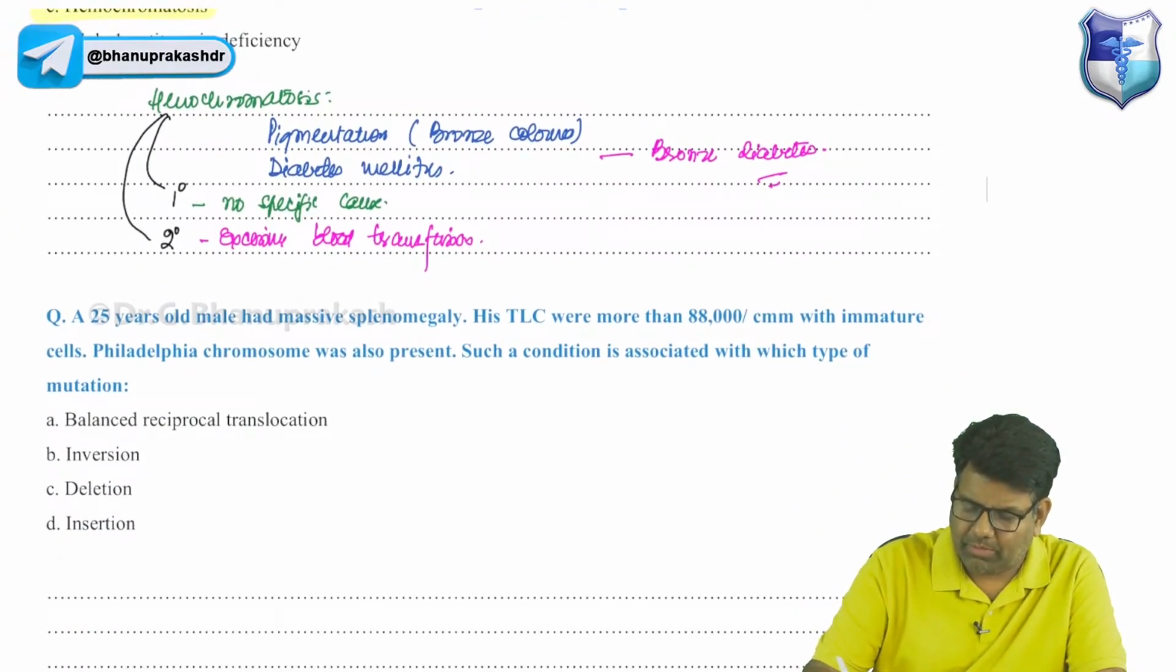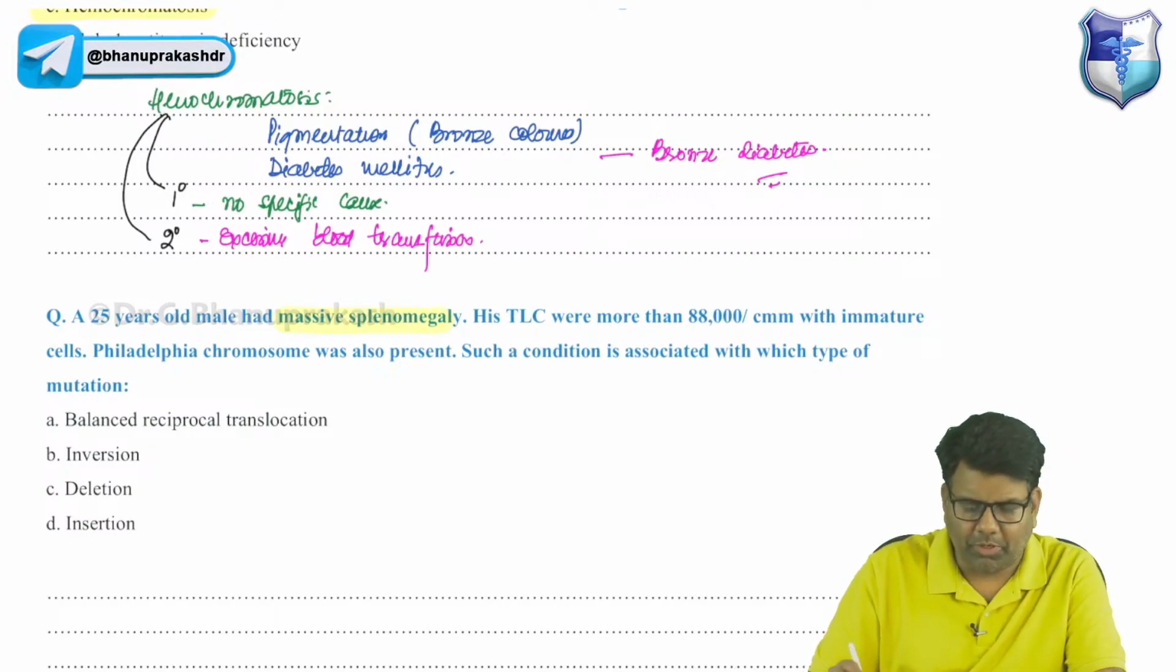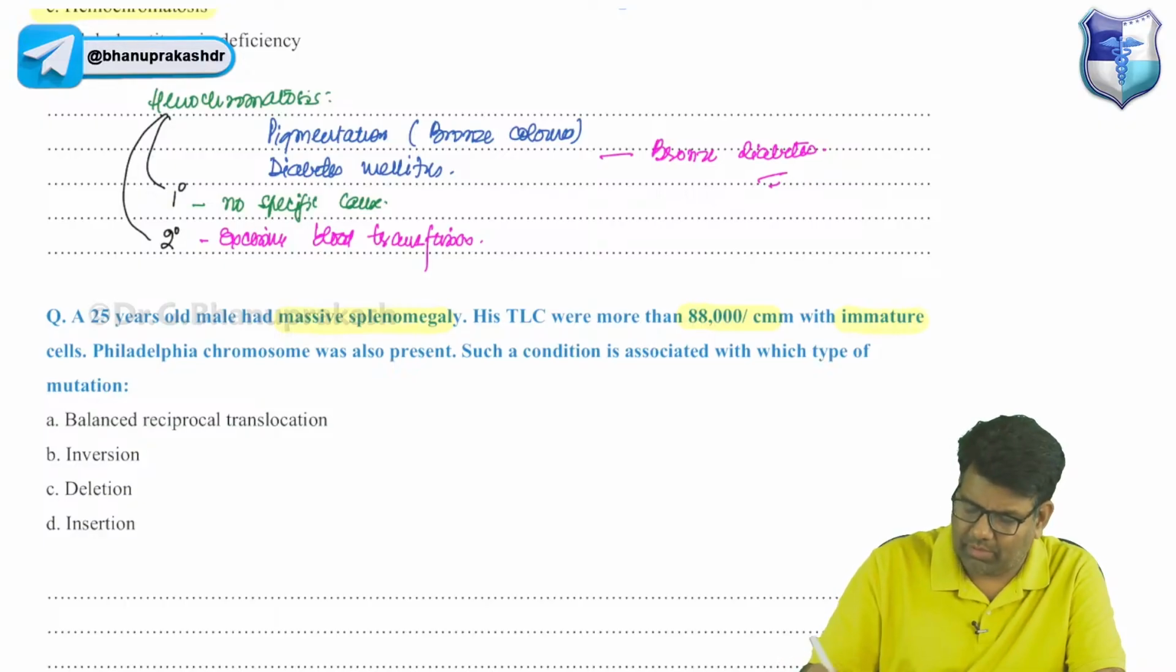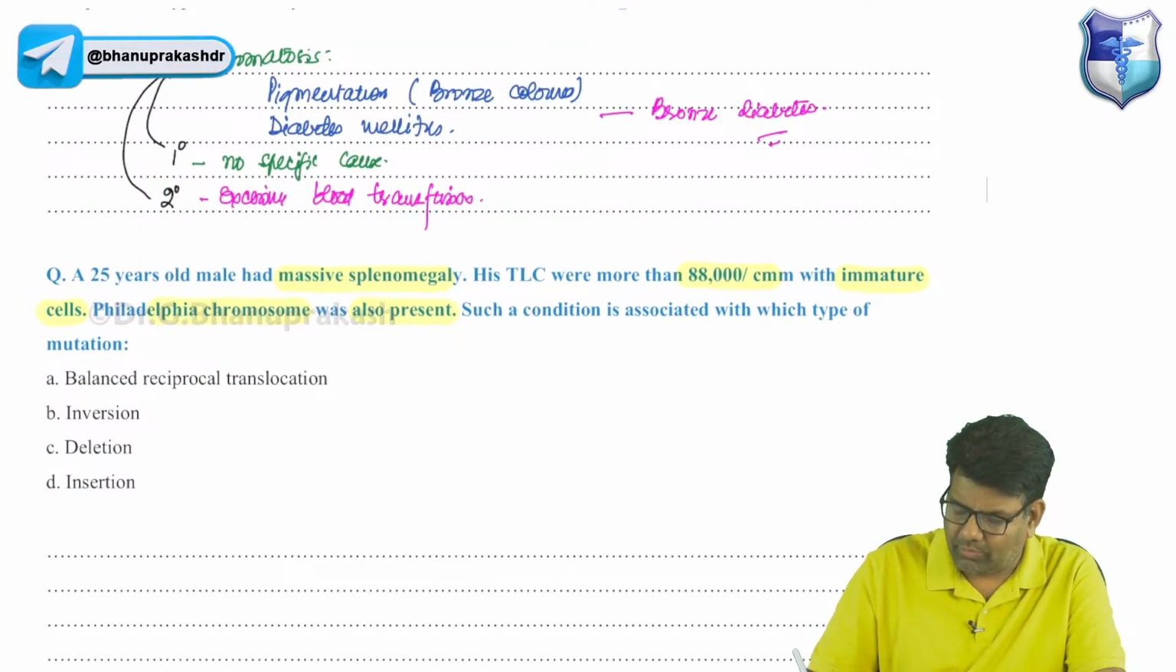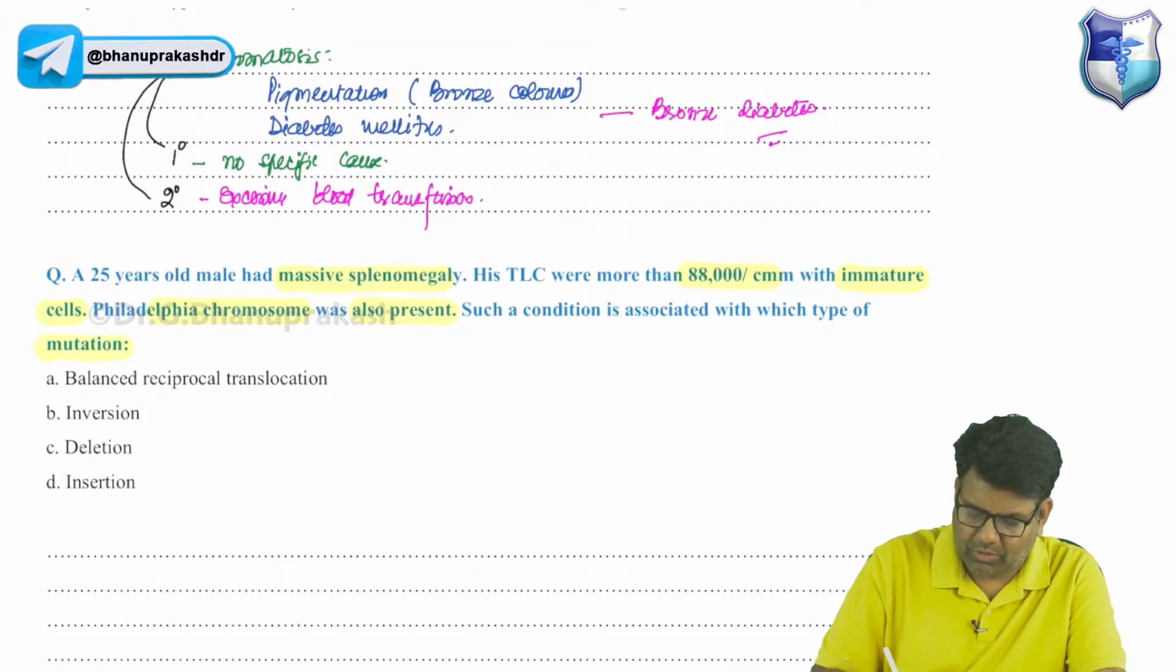Now next question. The patient has massive splenomegaly. The WBC count was more than 88,000 per cubic millimeter with immature cells. Philadelphia chromosome was also present. What kind of mutation will you see?